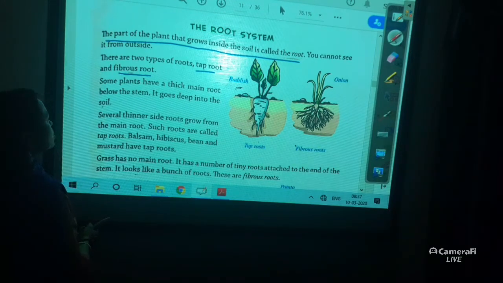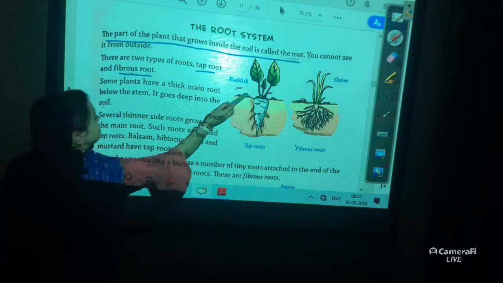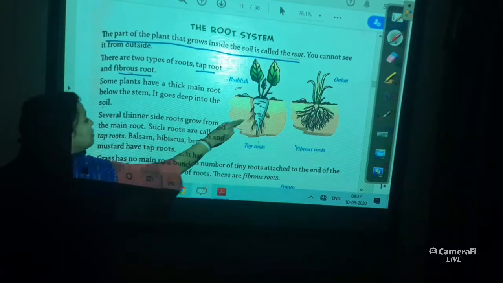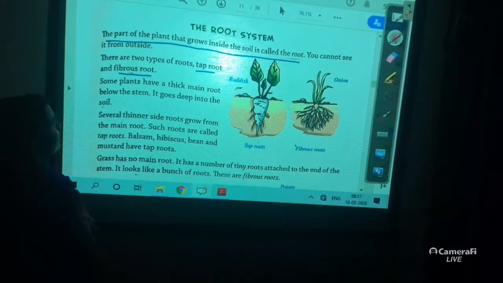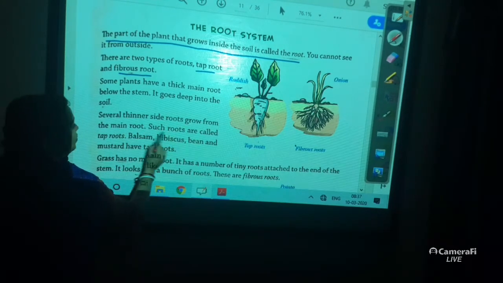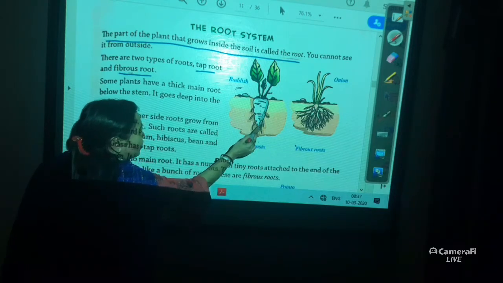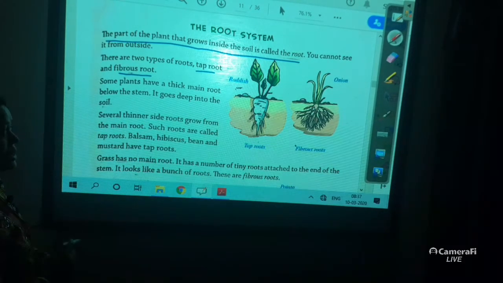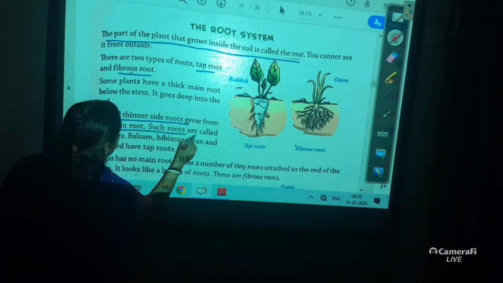ठीक है. So, ये thick भी है. देखो, थोड़ा मोटा है. Main root below the stem, स्टेम के नीचे में है. It goes deep, ये बहुत नीचे तक है. देखो, यहाँ पे मिट्टी स्टार्ट हो रही है, यहाँ तक, मतलब बहुत नीचे तक, into the soil. Now several thinner side roots grow from the main root. This is the main root, and here on the side, several thinner roots arise. ये main root से side से छोटा छोटा पतला पतला से hair जैसे roots निकलते हैं. This kind of roots are called taproot. इस टाइप का जो roots होता है इसको कहा जाता है taproot.